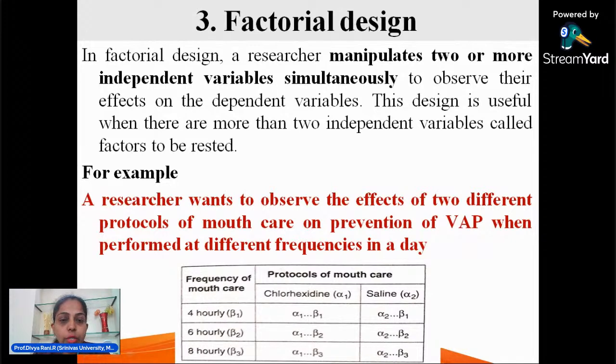Next one is factorial design. Factorial design is usually used when you want to examine two or more independent variables simultaneously.